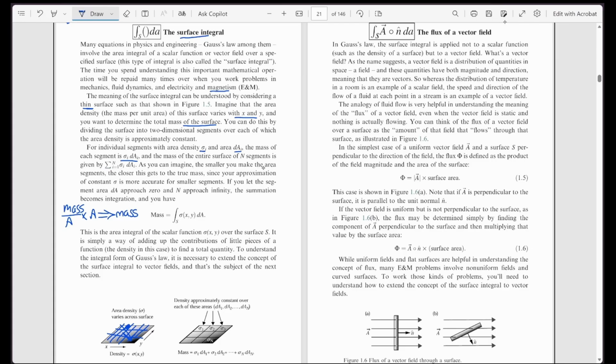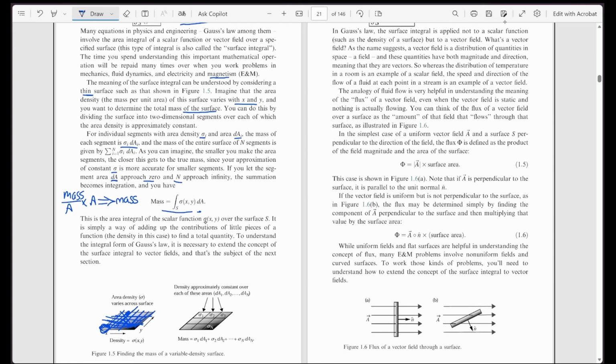As you can imagine, the smaller you make the area segments, the closer this gets to the true mass, since your approximation of constant sigma is more accurate. So if we made those areas smaller and smaller, the approximation that the mass per unit area is constant over that specific area will be more accurate. So it's telling us as the area approaches 0 and n approaches infinity, the summation becomes an integration. This is the area integral of the scalar function sigma(x,y) over the surface. It is simply a way of adding up the contributions of little pieces of a function, the density in this case, to find a total quantity.